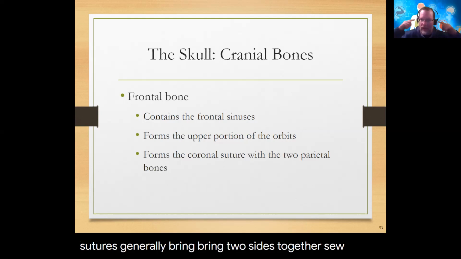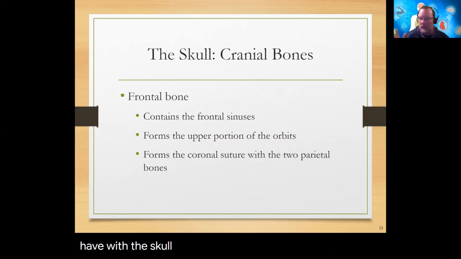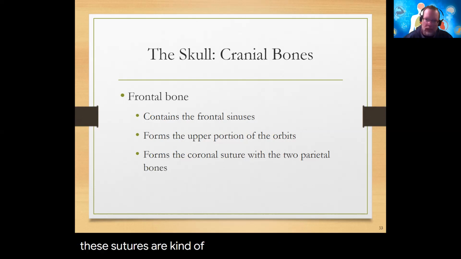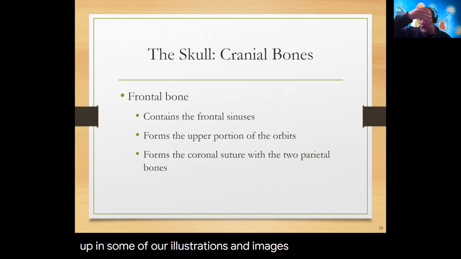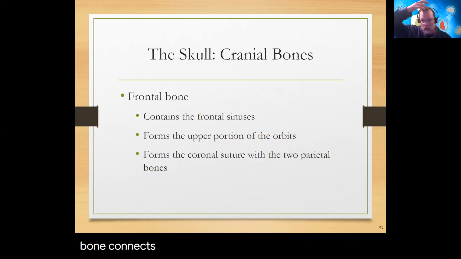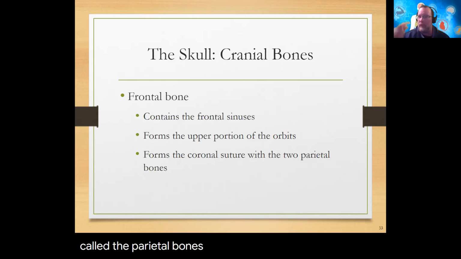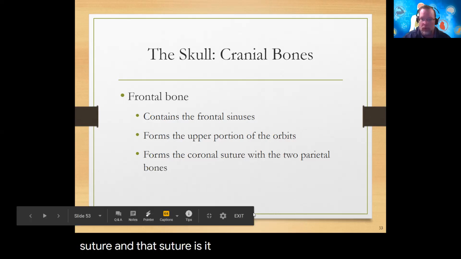So what we have with the skull are a few different bones, and those bones are going to be fused together by sutures. These sutures are kind of jagged lines that we'll see coming up in some of our illustrations and images. But the frontal bone connects with the crown bones, which we'll see are called the parietal bones, with a suture called the coronal suture. And that suture is immovable.